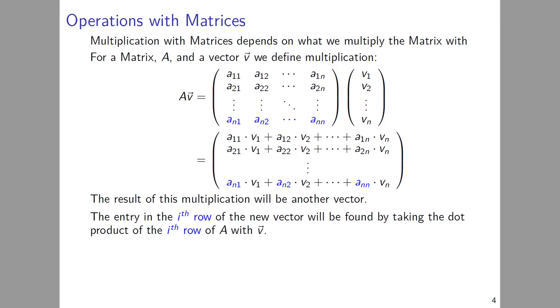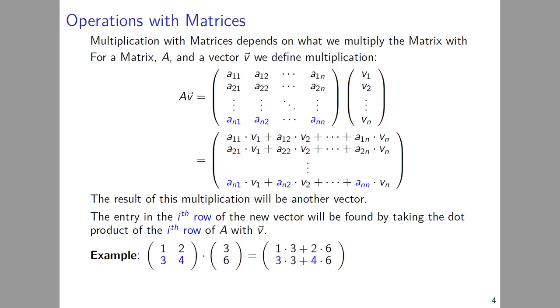Let's look at an example of this. If we multiply the matrix 1, 2, 3, 4 times the vector 3, 6, we'll get the first entry of the resulting vector as 1, 2 dotted with 3, 6, which is 1 times 3 plus 2 times 6. And we'll get the second entry of our new vector by taking the dot product between 3, 4 and 3, 6, which gives 3 times 3 plus 4 times 6. Doing out the arithmetic, in the first entry, we'll have 1 times 3 is 3, and 2 times 6 is 12, so we'll have 3 plus 12. And in the second entry, we'll have 3 times 3 plus 4 times 6, which is 9 plus 24, yielding the vector 15, 33.